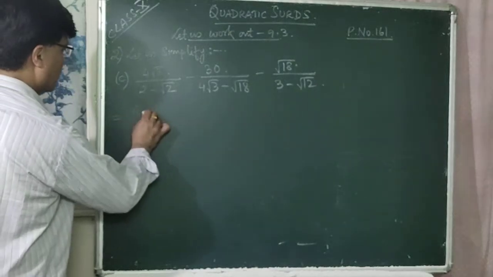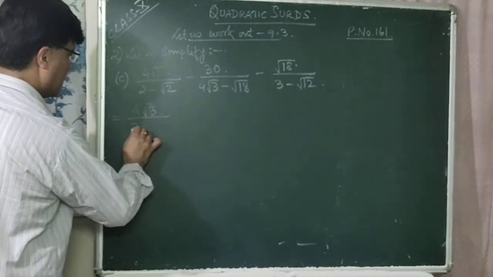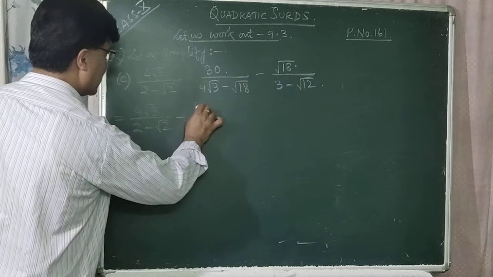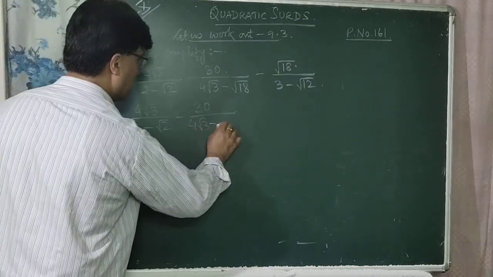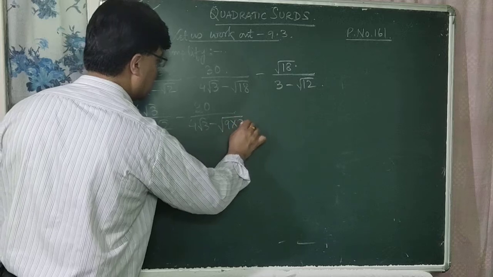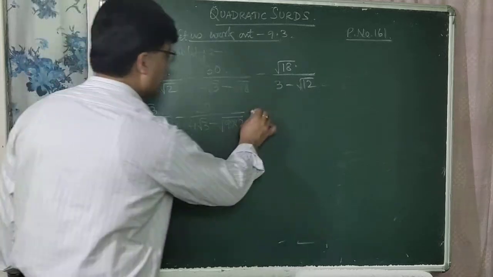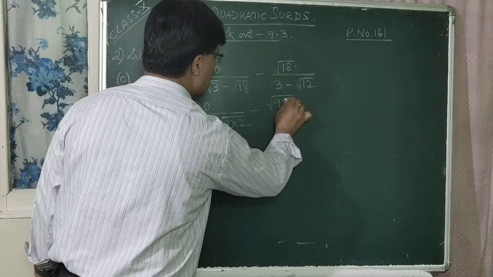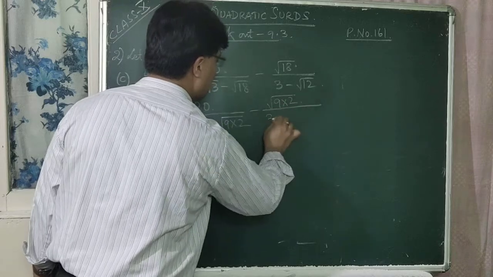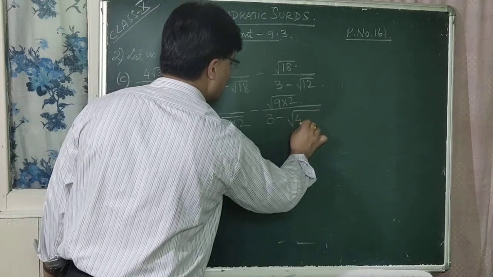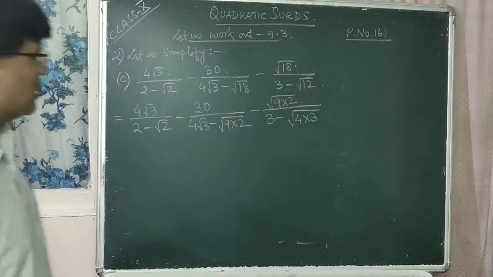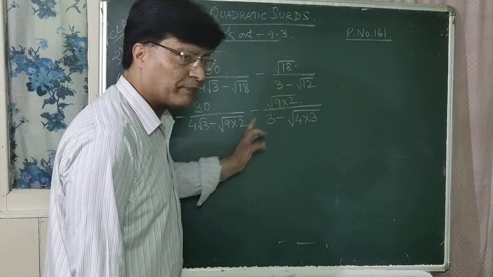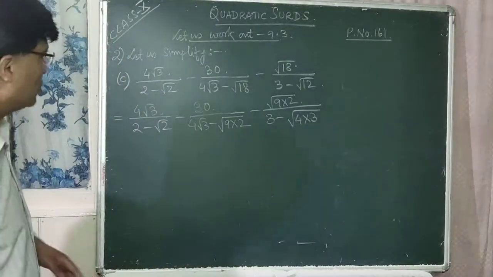So it is equal to 4 root 3 divided by 2 minus root 2, minus 30 divided by 4 root 3 minus, how will you write down this 18? Root over 9 into 2, minus root over 18, 9 into 2, divided by 3 minus root over, how can I write this 12? It is 4 into 3, okay? Because the square root of 9 is 3 and the square root of 4 is 2, okay?